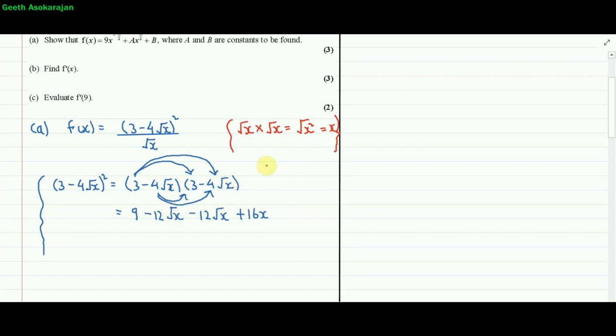Now further to that, root is the same as a half power. So the term to the power of a half, we can write that as a square root. So let's use these in order to simplify this further. So we have 9 minus 12 root x minus 12 root x. So I'm going to write that as minus 24 root x, same as x to the half, plus this 16x. So this is what we have when we multiply the top brackets.